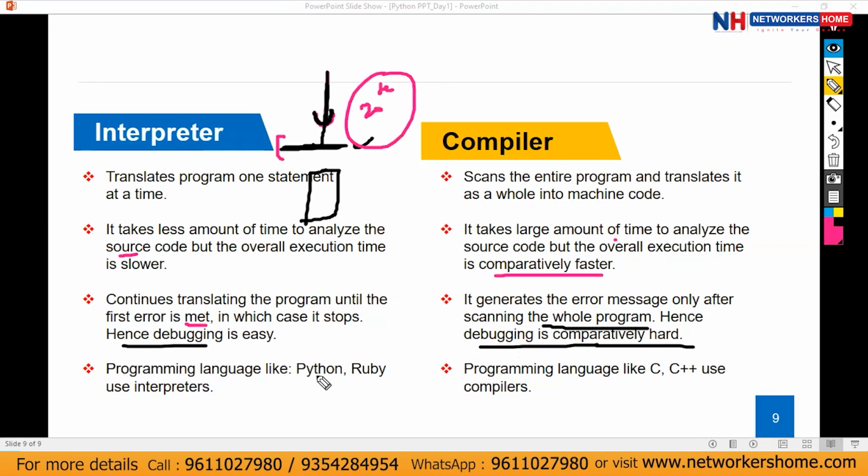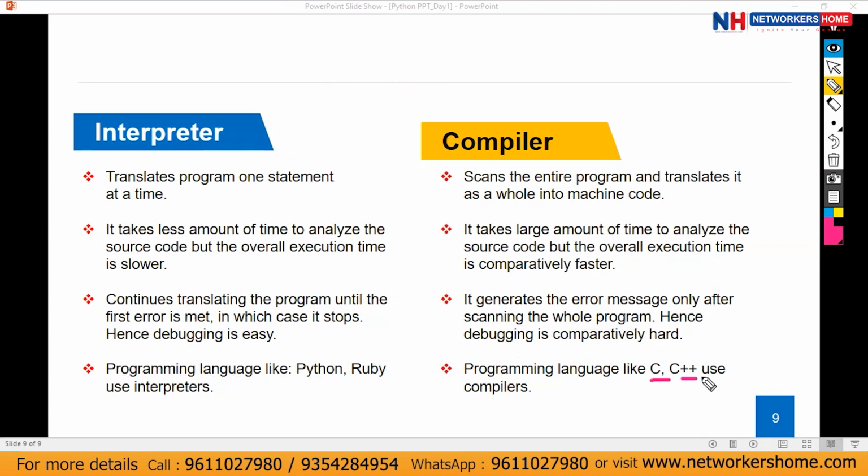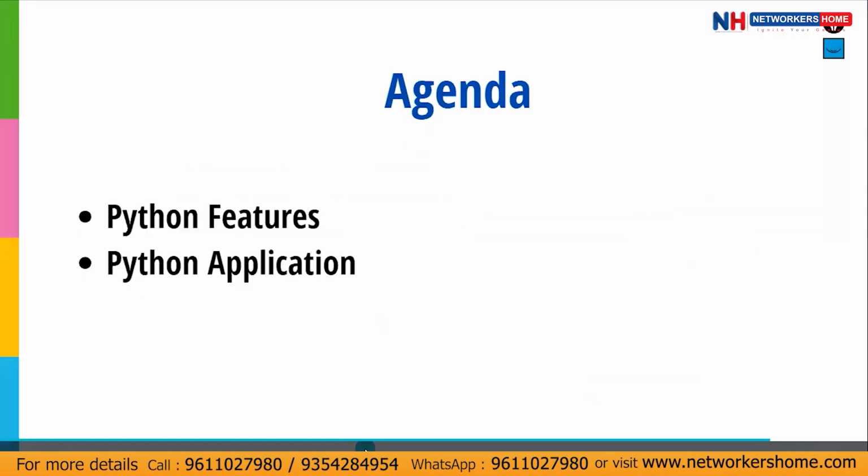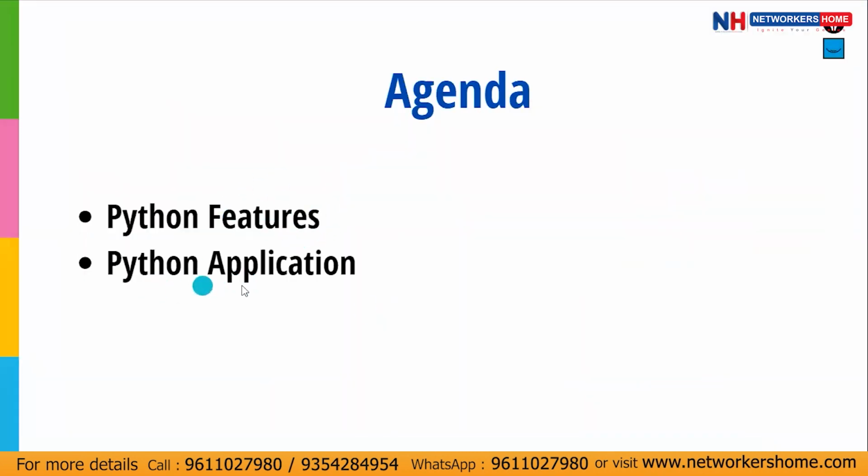Programming languages like Python and Ruby use an interpreter, but languages like C and C++ use a compiler. So you can say Python is an interpreted language and C and C++ are compiler-based languages. So this is the difference between interpreter and compiler. So the features of Python, then we are done. We have discussed Python's features and applications, and also the difference between interpreter and compiler.